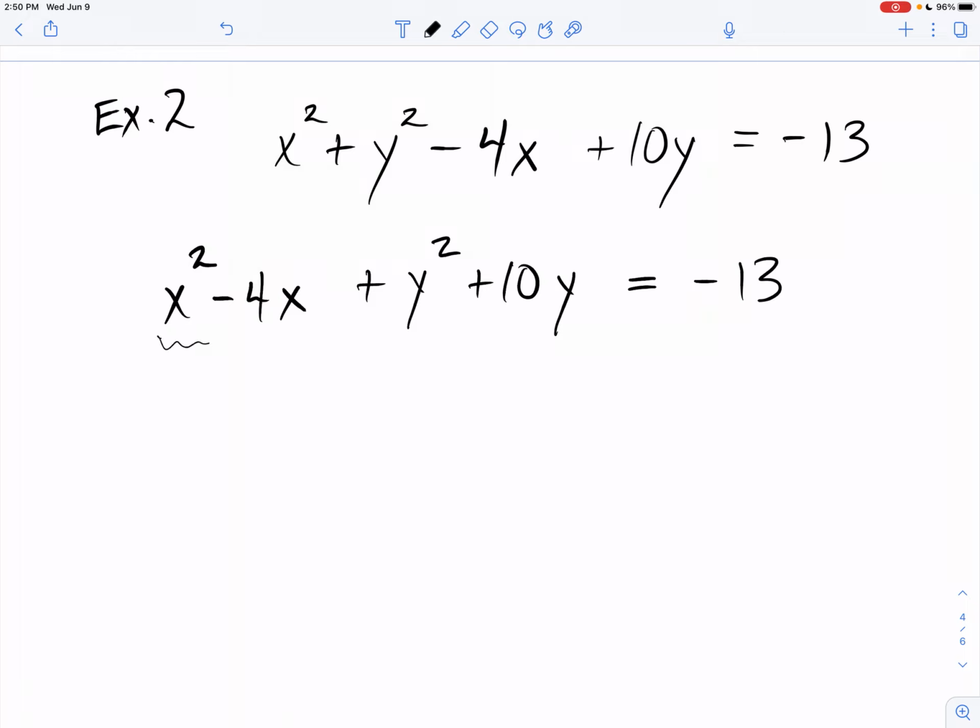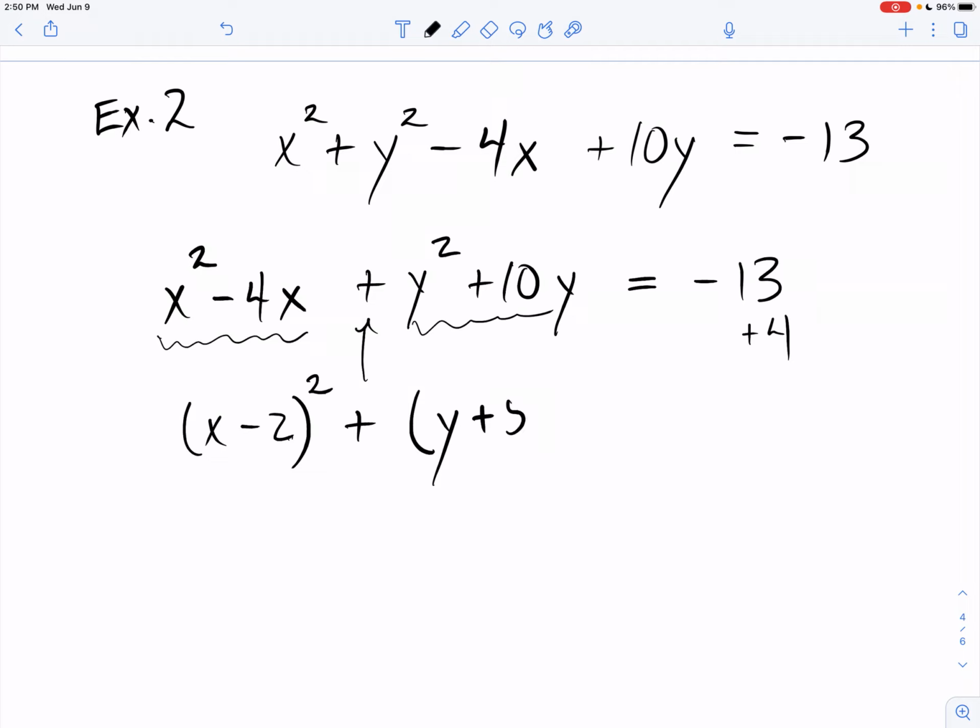Now, I'm going to mess with this first. So I'm going to pair it up, cut it in half, write it as a quantity squared, and I'm going to say negative 2 squared is 4. That is what I will add over here. Plus, here's my y information. I'm going to cut it in half, write it quantity squared. 5 squared is 25. I'm going to add it over here. So I'd end up with negative 13 plus 4 more plus 25 grand total, and that gives me 16.